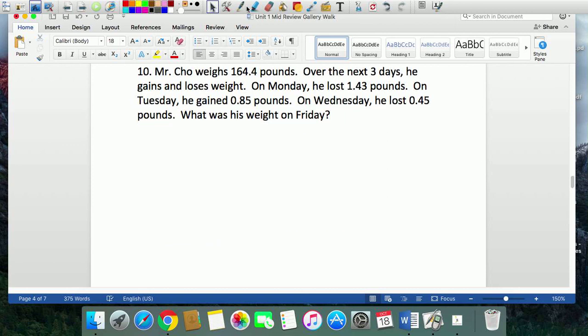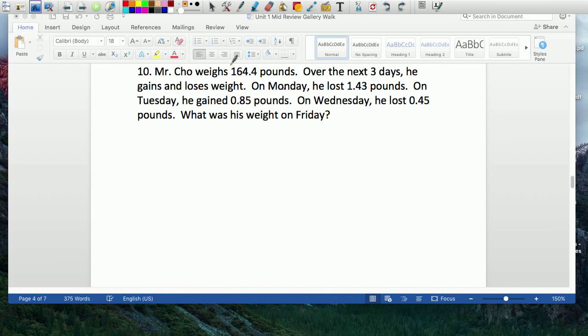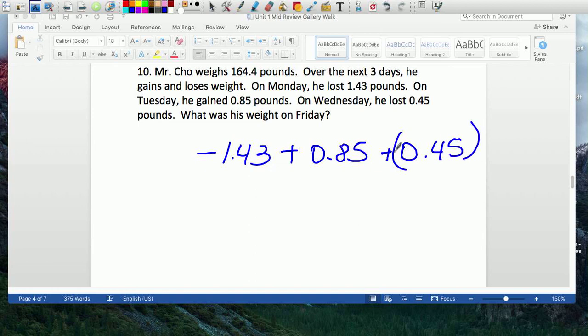So that's the weight, right? So on Monday I lost. I'm going to express that like this. On Tuesday I gained. And on Wednesday I lost. So this is what my expression looks like, right? So let me take a look at these two.